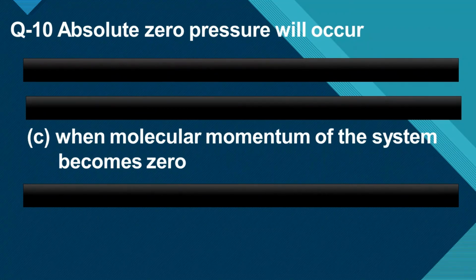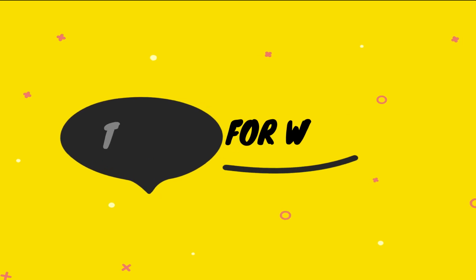We know that momentum equals mass into velocity, and according to the second law of Newton, the rate of change of momentum is directly proportional to force. So when the momentum is 0, the force also becomes 0, and we know that pressure equals force upon area, so pressure also becomes 0. So absolute zero pressure will occur when molecular momentum of the system becomes 0.